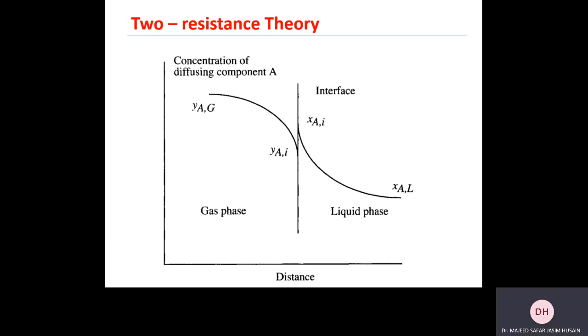What is happening regarding the liquid, its concentration in the liquid? It will start from XAI at the interface to the bulk, which is XAL. So the concentration will reduce as it moves away from the interface. So that's what the two resistance theory, or two film theory, is telling us. This is how it is shown nicely, what is happening for the ammonia when it moves from the gas phase to the liquid phase.